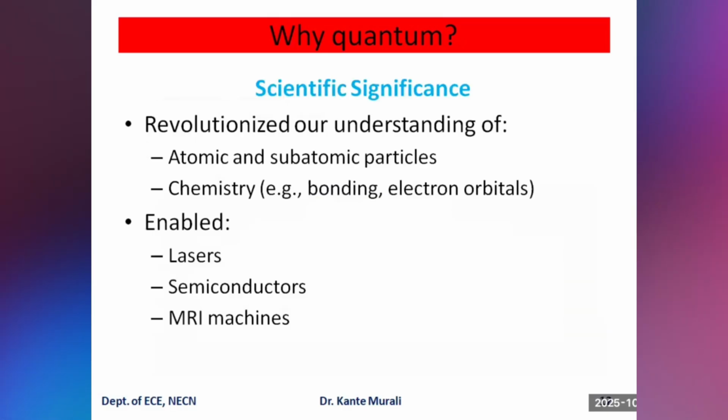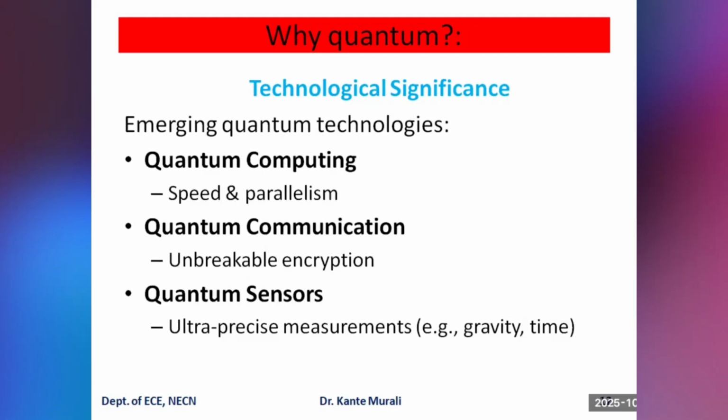Let us see the significance of quantum in scientific terms. It is able to describe subatomic particles and the behavior of bonding and electron orbitals. We can build lasers, semiconductors, and MRI machines. Considering the emerging technologies, these are the upcoming technologies like quantum computing, which supports speed and parallelism, and quantum communication, which offers unbreakable encryption and gives high security. There are also quantum sensors, with ultra precise measurement, which you can use for gravity and time.